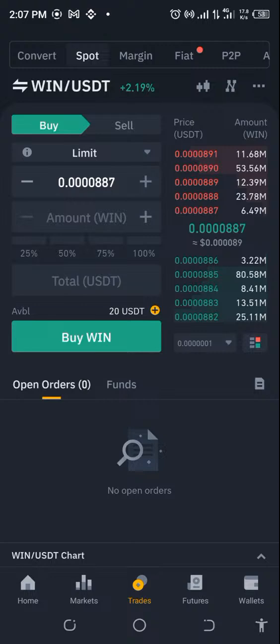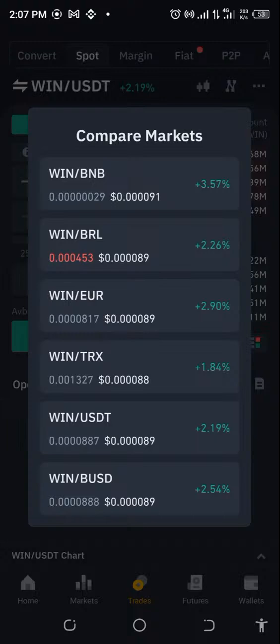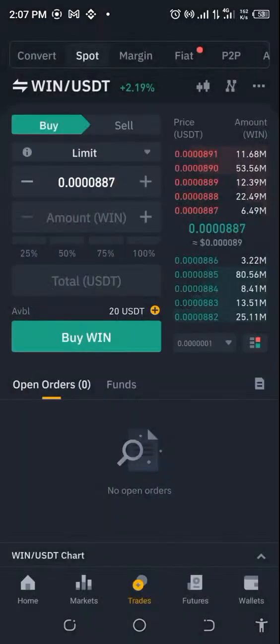All right, so today, what do we have here? We have WIN USDT. So let's go over quickly to the compare markets and see what we have. We have WIN USDT as 0.00000089 and WIN BNB as 0.000091. So let's go ahead and try this out with the basic simulation using WIN USDT.